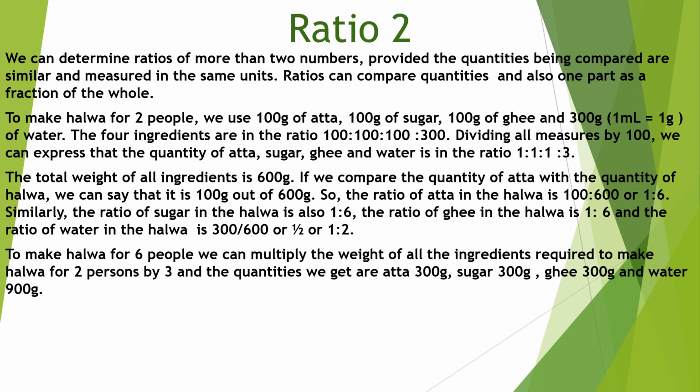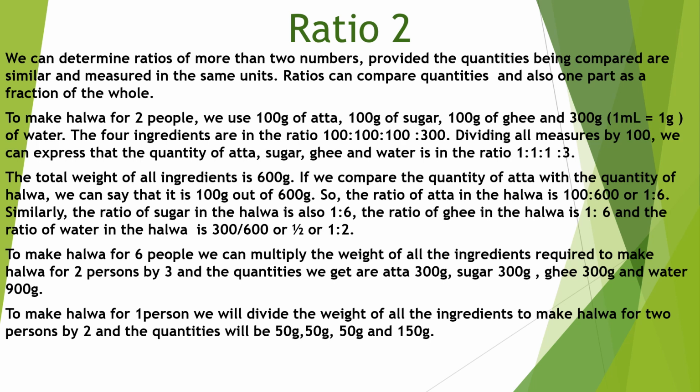Now to make halwa for 6 people, we can multiply the weight of all the ingredients required to make halwa for 2 persons by 3. And the quantities we get are atta 300 grams, sugar 300 grams, ghee 300 grams and water 900 grams. To make halwa for 1 person, we'll divide the weight of all the ingredients to make halwa for 2 persons by 2. And the quantities will be 50 grams each of atta, sugar and ghee and 150 grams of water.